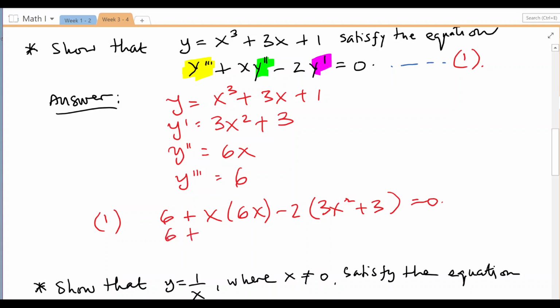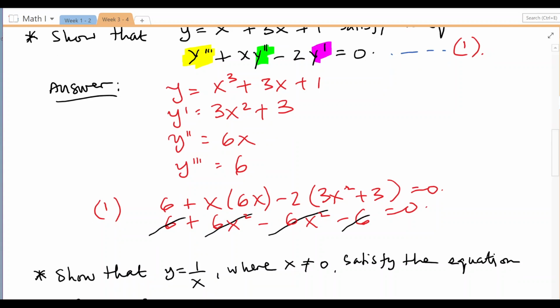So 6 plus 6x squared minus 6x squared minus 6. It looks like this term gets cancelled with that one, and this term gets cancelled with that one. So yes, the function satisfies the equation, equals 0. The derivatives of the function satisfy the equation.